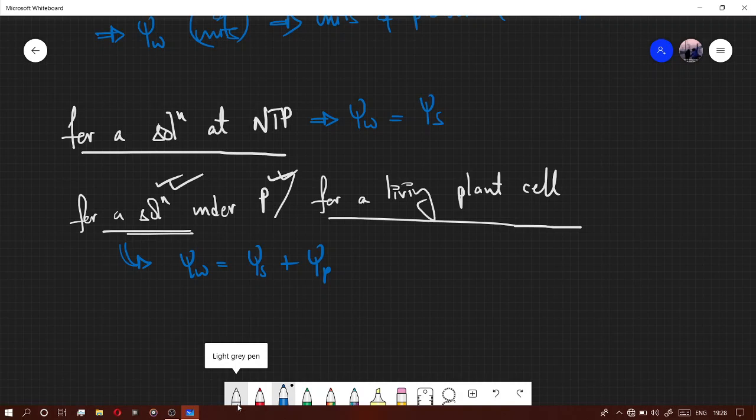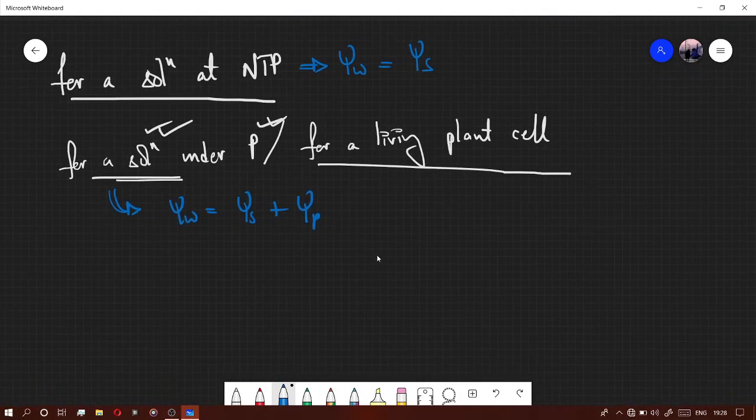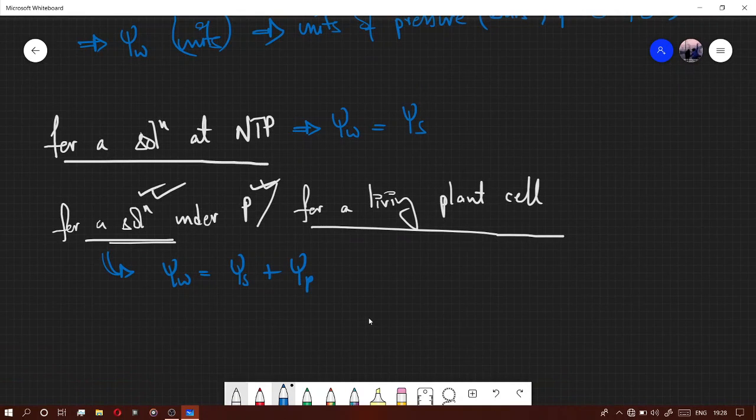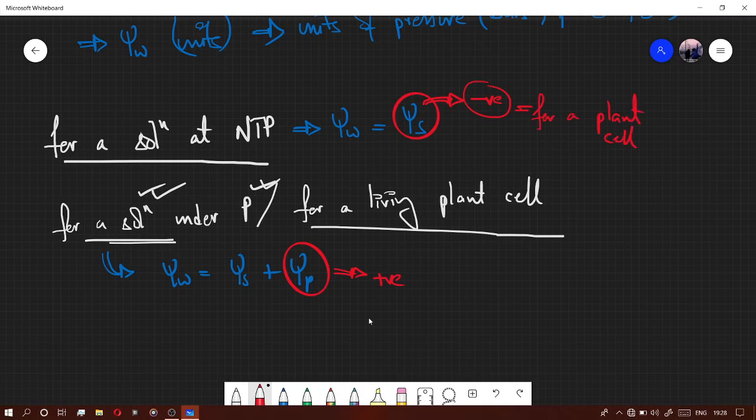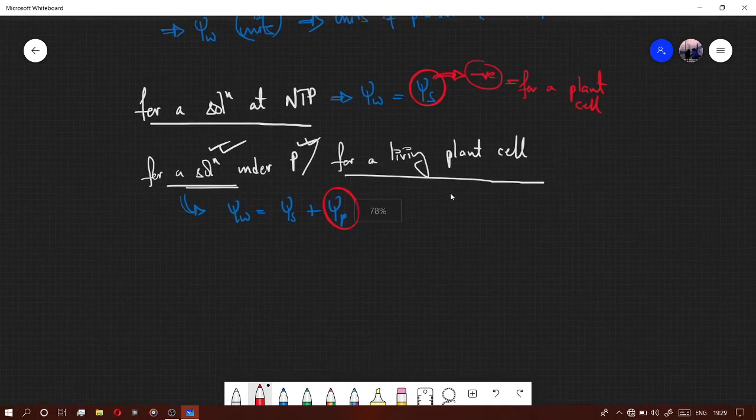Alright, pressure potential. Now, the most common values for psi S inside a plant are negative, and for psi P, it is positive, for a plant cell. You can write this, that psi S is negative for a plant cell, right?